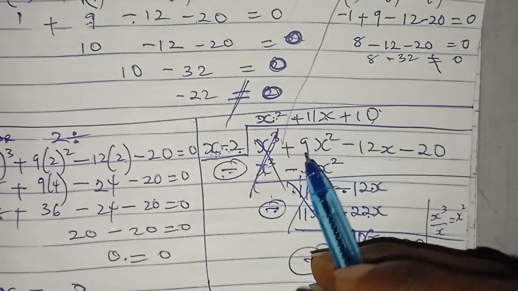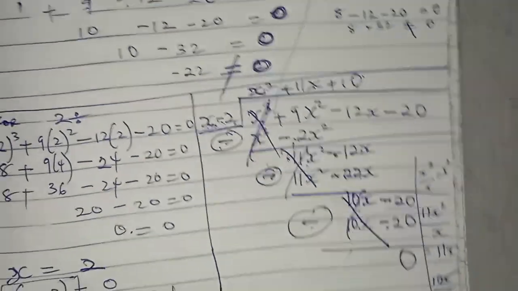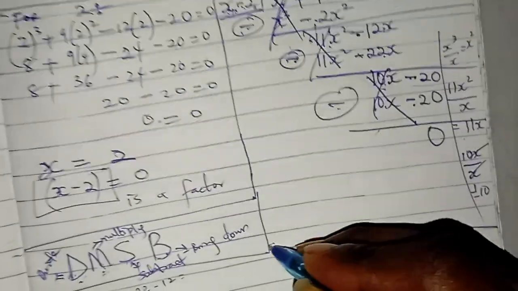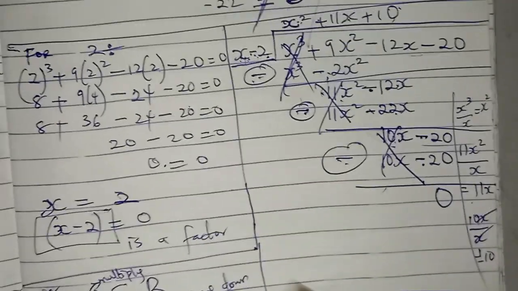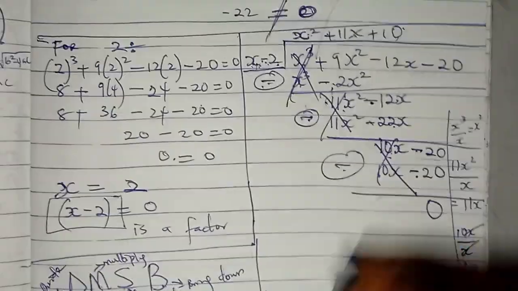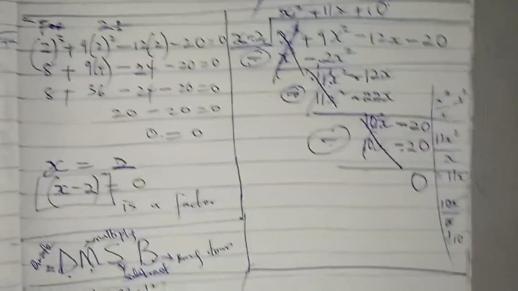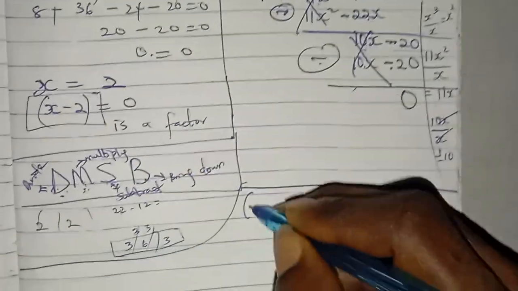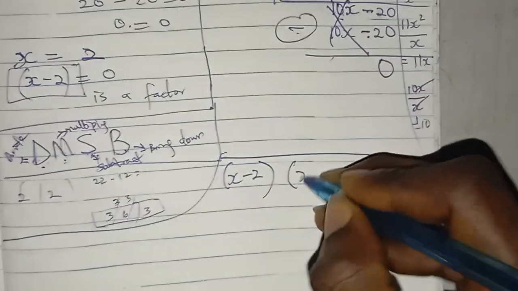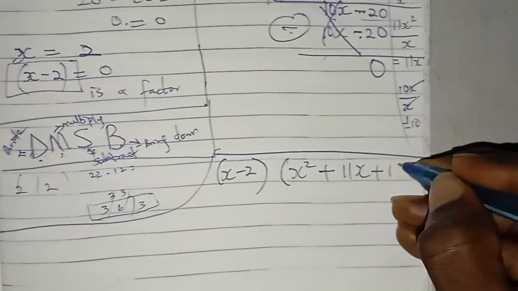Alright, so notice what we've gotten here. We've gotten x squared plus 11x plus 10. So that means we can now bring this down. So the goal, anytime we are solving a cubic equation, is to get the common factor. Once we get the common factor, we use the long division to get the quadratic part of it. Then we'll now factor it so that we get 3 roots. So we now have, first of all, x minus 2, if you remember. Then we now have x squared plus 11x plus 10.